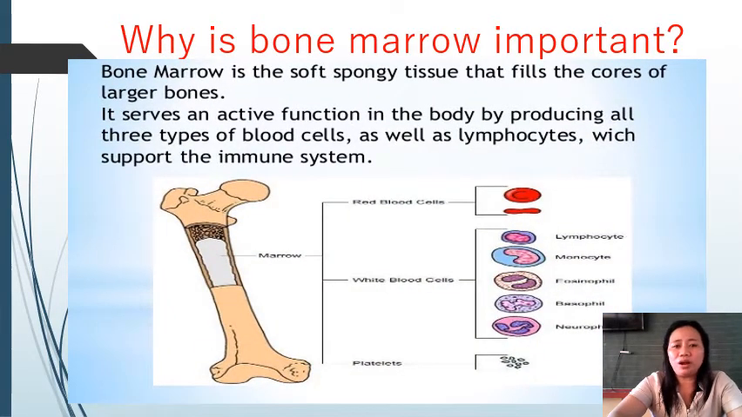What is bone marrow? Bone marrow is the soft, spongy tissue that fills the core of the larger bones. So this is the bone marrow, or what we call the spongy tissue. It serves an active function in the body by producing all three types of blood cells, as well as the lymphocytes, which support the immune system.